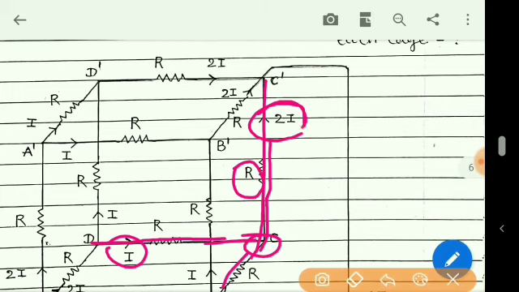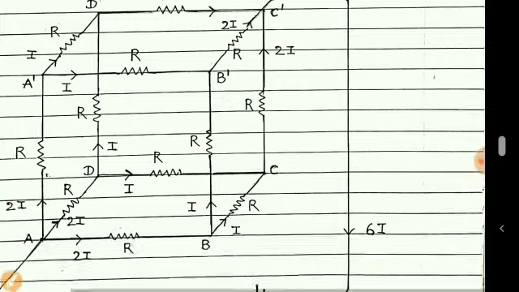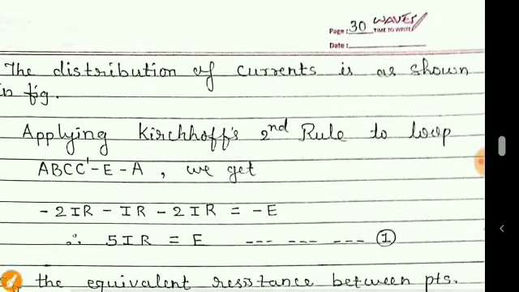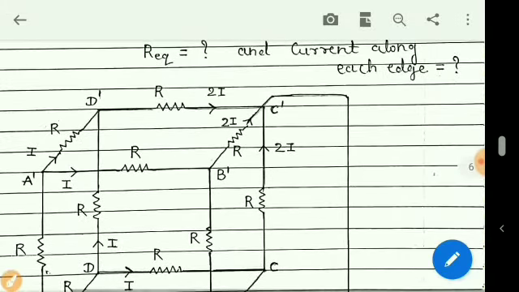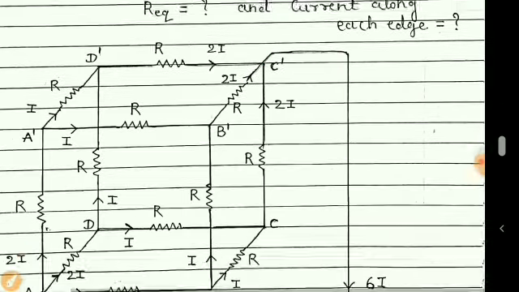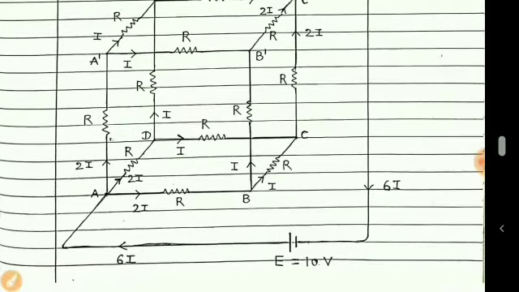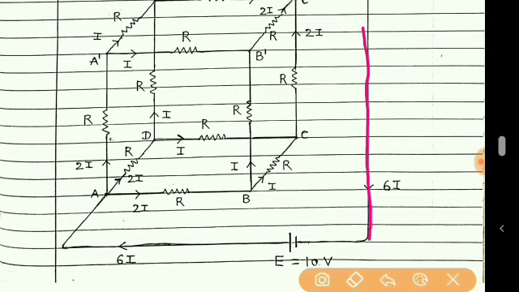So here the current is 2I. So 2I into R, but in the direction of current it will be minus. So minus 2IR. Then from point C we are moving in the downward direction. But as we are moving in this downward direction, no component is there. Still no component. Component means either battery or a resistor.